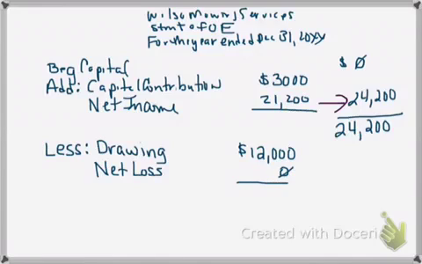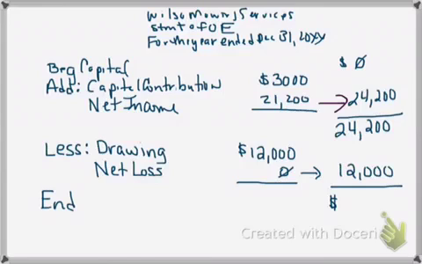So I would take and add these two amounts again. I just add them and they move over. So I would have the $12,000. And so this is going to leave me, in this particular case, with the ending capital balance at $12,200.